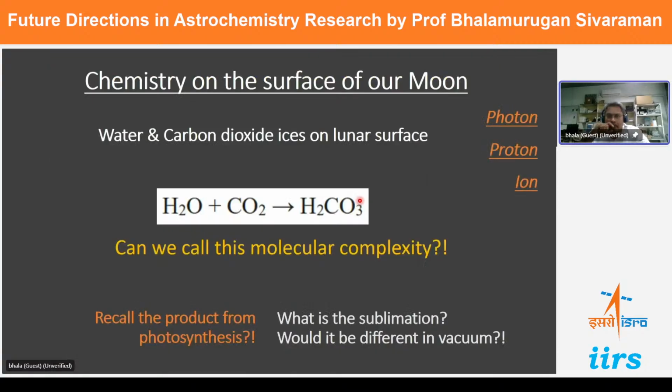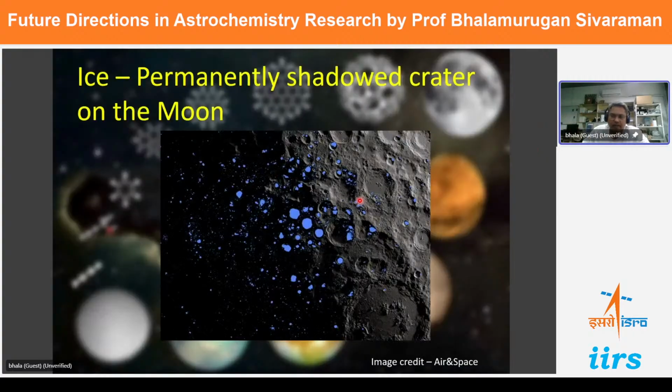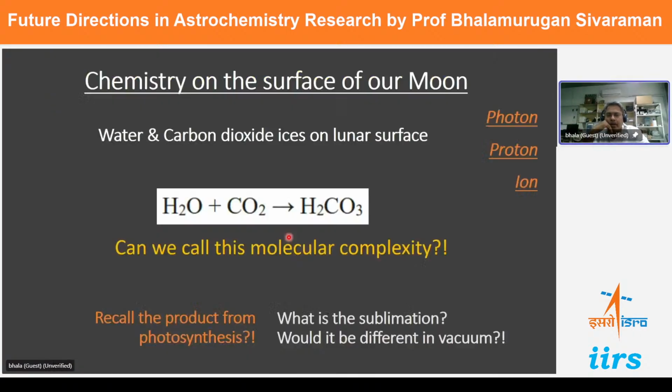Okay, right. So the chemistry on our moon: if you take water and carbon dioxide, which are plentiful over there, as seen in this image, the product that you can get from water and CO2 is carbonic acid. That's what you drink in your soda. So you can say the molecules that you drink in your soda are also present in other places of the solar system.